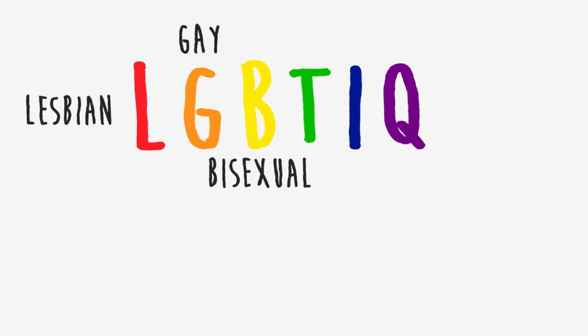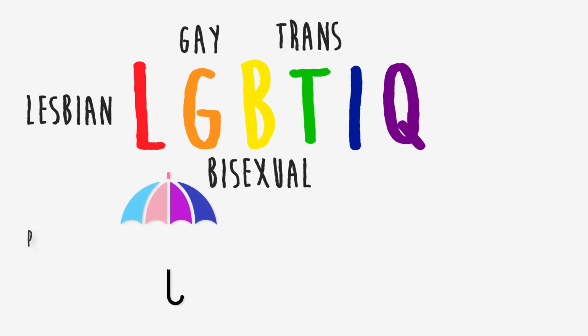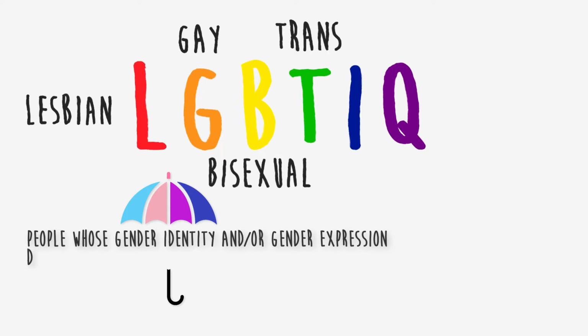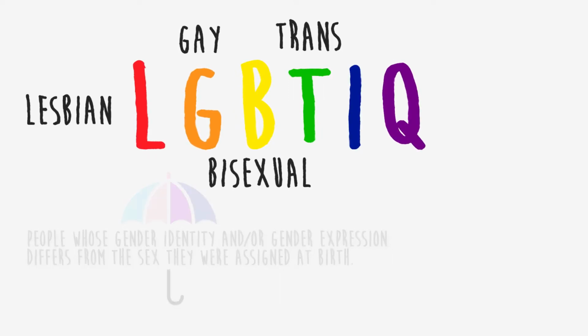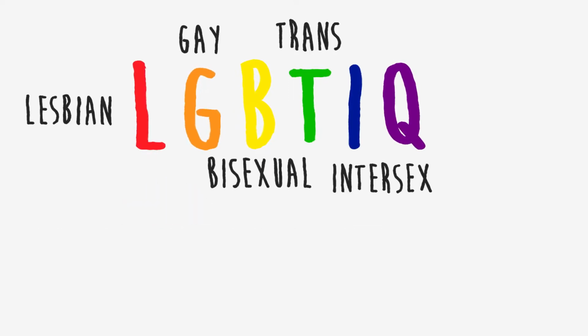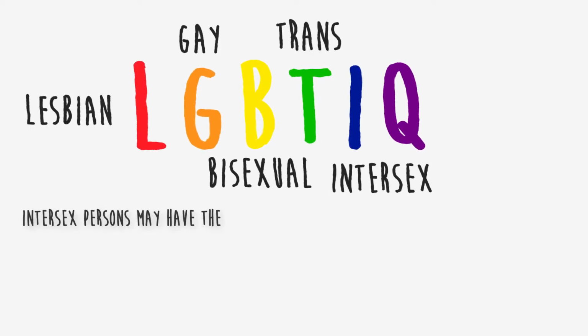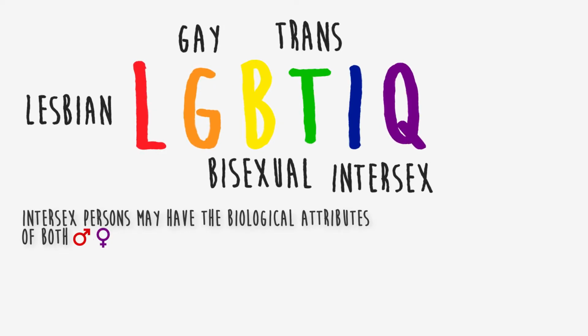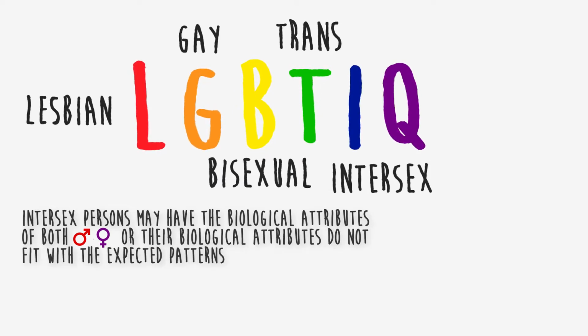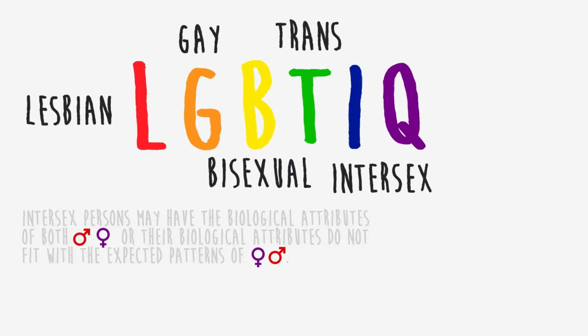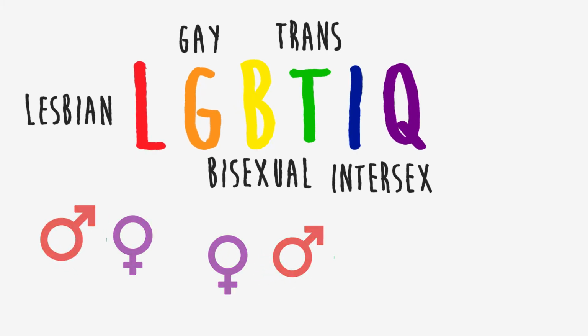The letter T stands for transgender or trans. Trans is an umbrella term for people whose gender identity and/or gender expression differs from what is typically associated with the sex they were assigned at birth. I stands for intersex. Intersex persons may have the biological attributes of both sexes, or their biological attributes do not fit with the expected patterns of male or female. Intersex people may identify as men, women, or non-binary.